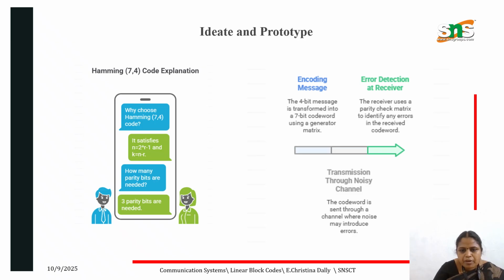For the prototype, we have to encode the message and send it through a noisy channel, and it may introduce some errors. The receiver uses the parity check matrix to identify the errors, and it will also correct the errors in the received code words.